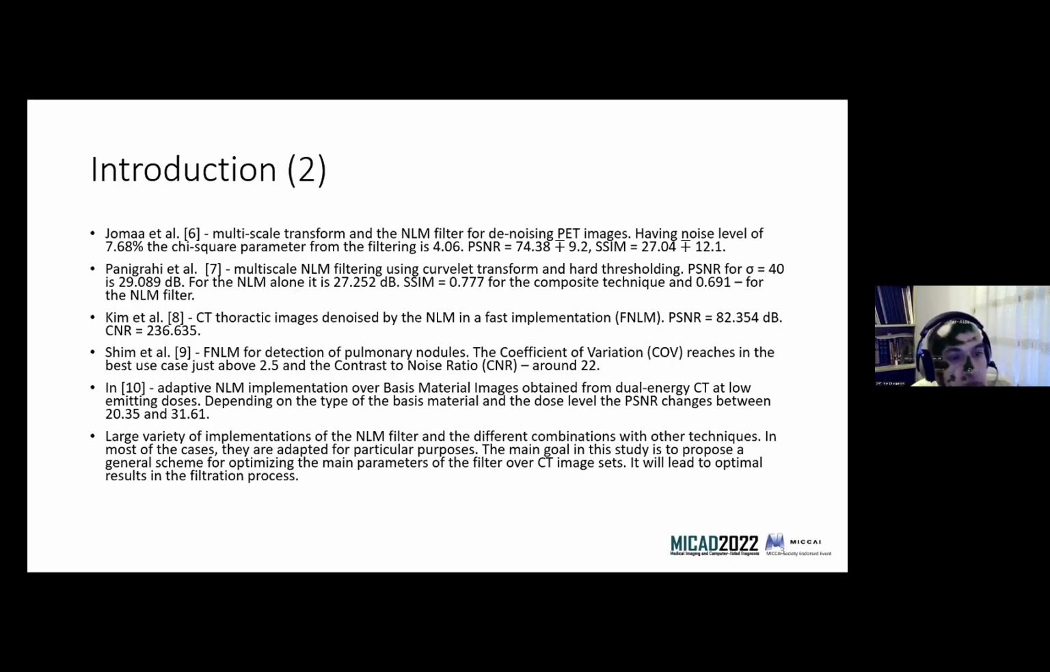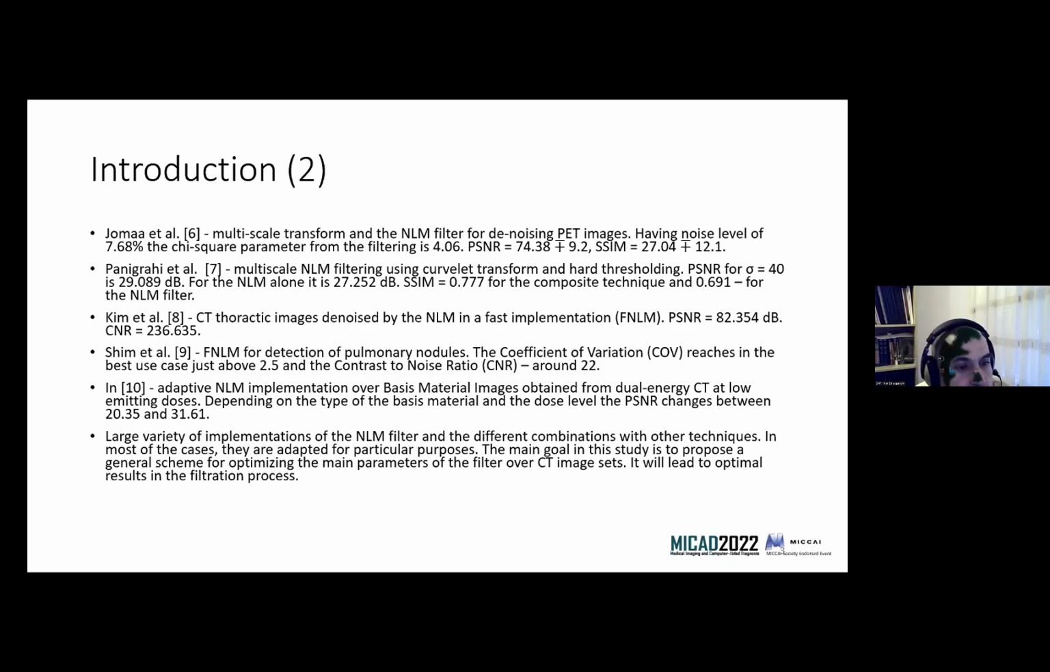Juma and co-authors use multi-scale transform and the NLM filter for denoising PET images, as in the previous study, and they have noise levels of around 7.68%. The chi-square parameter, which is the evaluating metric here, is in the order of 4. The peak signal to noise ratio they achieved after filtering is around 74 decibels, and the structural similarity index measure is in the order of 0.27.